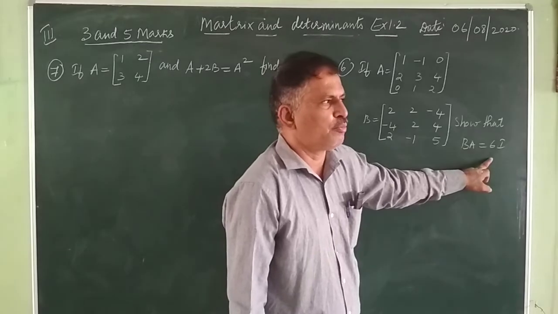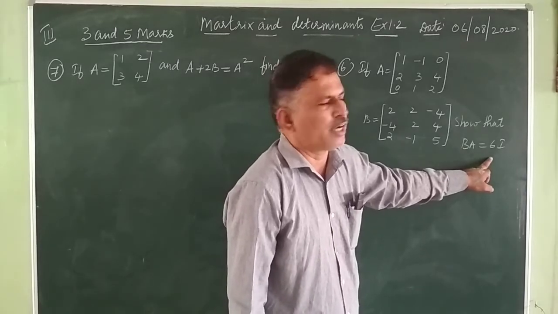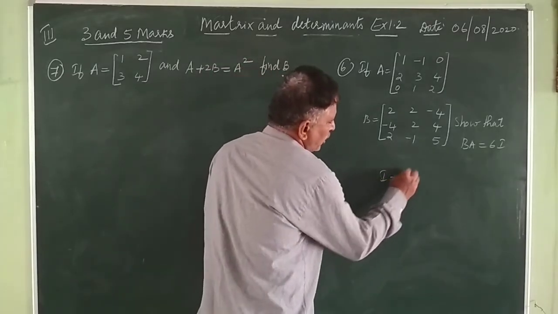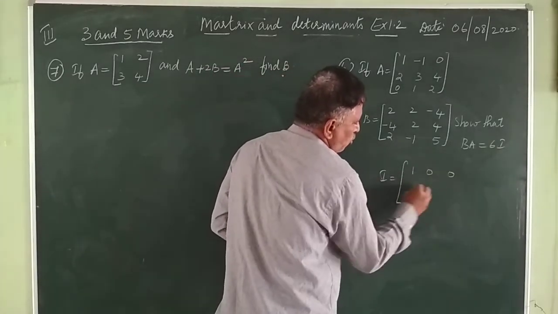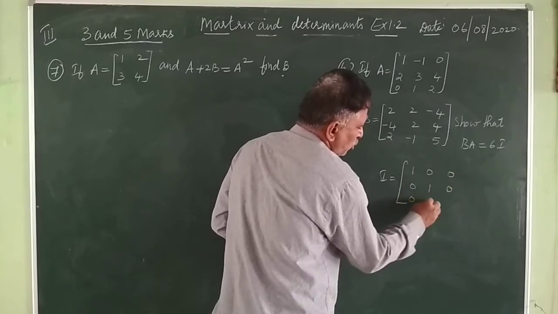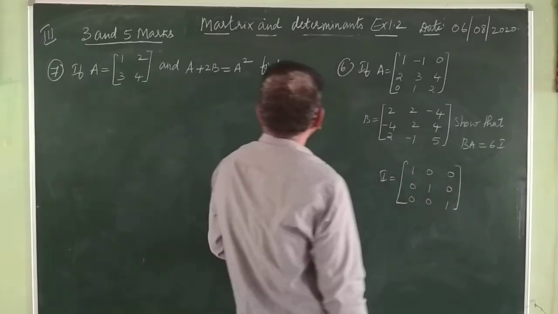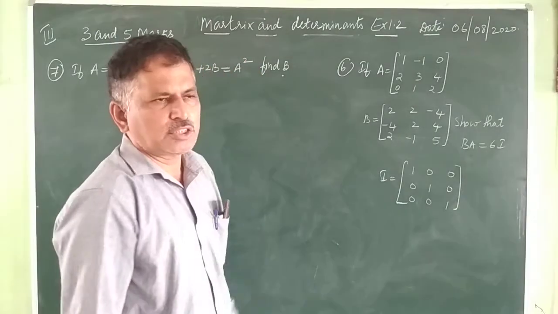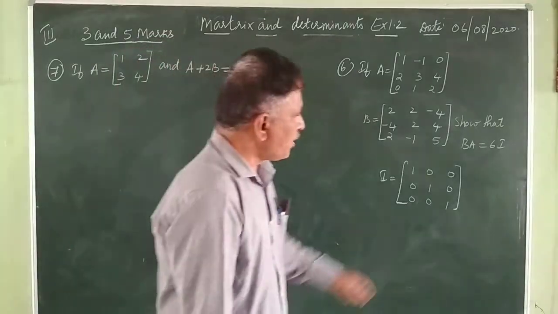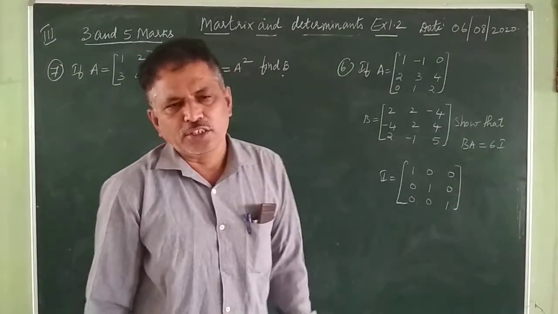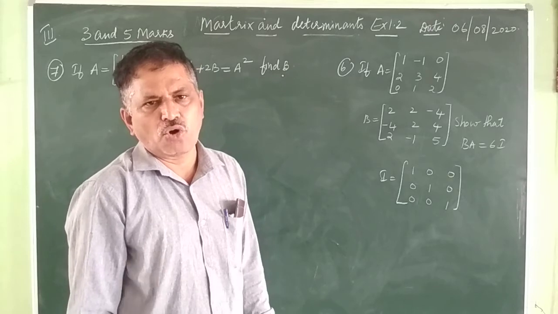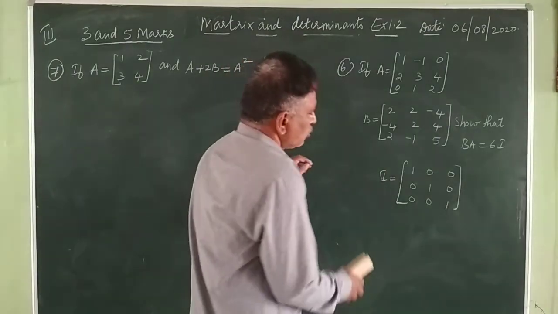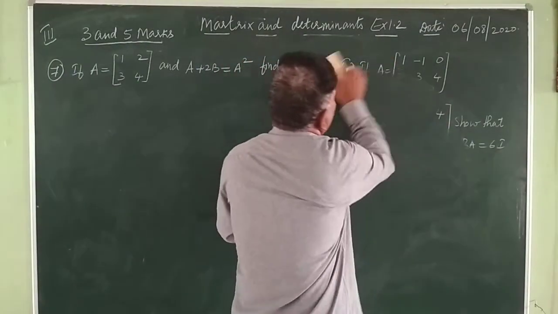That value should be equal to 6 into the identity matrix. Since it is 3 rows, 3 columns, you have to take the identity matrix as 1, 0, 0, 0, 1, 0, 0, 0, 1. If it is a 2 cross 2 matrix, you should take 1, 0, 0, 1. So for you, the sixth question will be over. If you multiply BA, your answer should be 600, 060, 006. Otherwise, if it is not equal, you can write it is not equal. So the sixth question is over for you.